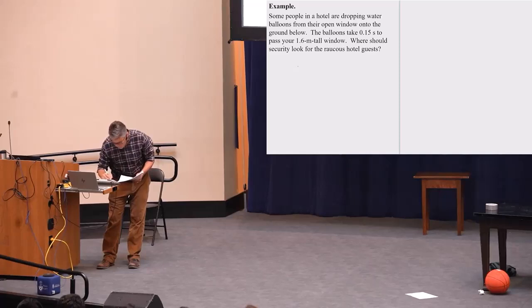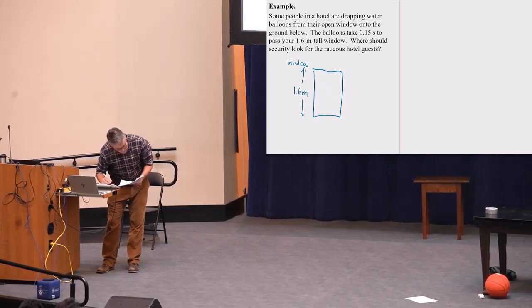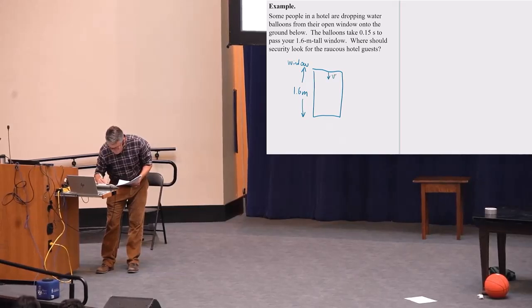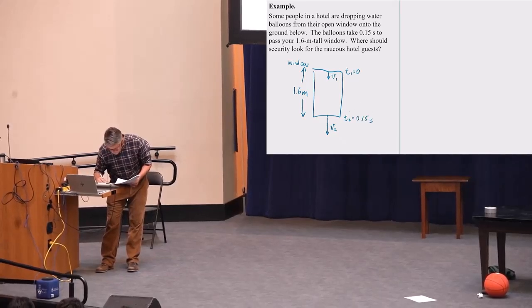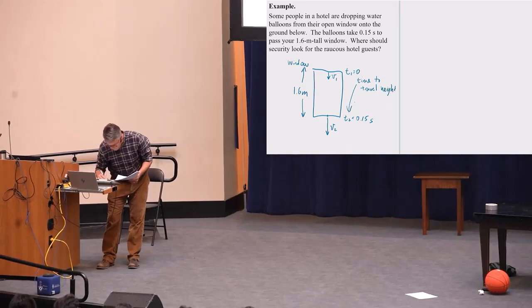So the way I would do it is, here is your window. It looks like this. It's got a height of 1.6 meters from here to here. And these water balloons come with some initial speed, maybe V1 or something, and they leave with some speed V2, which is greater. And the idea is that if I set T1 as 0 seconds here, at T2, you're going to be 0.15 seconds. This is the time to travel the height of your window.